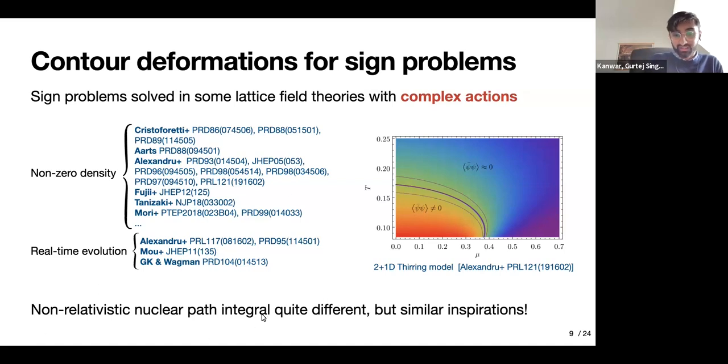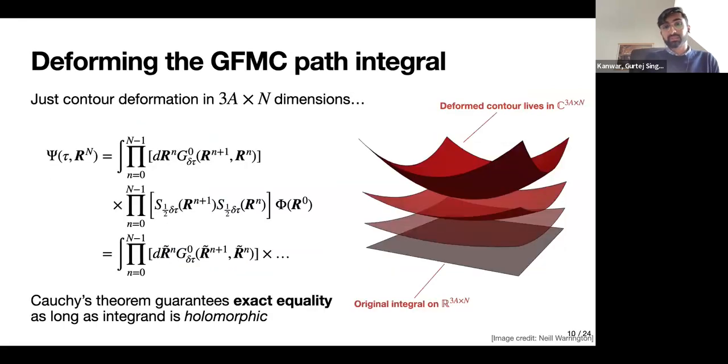So it's a different path integral because it's this non-relativistic coordinate space nuclear path integral. It's not a field theory, and so there's no integral over field degrees of freedom, but it's a similar structure. If we want to think about contour deformation of this, we just think of it as a 3A times N dimensional integral. And so again, that's just some high dimensional integral that we can hope to deform the contour of integration of and make some progress.